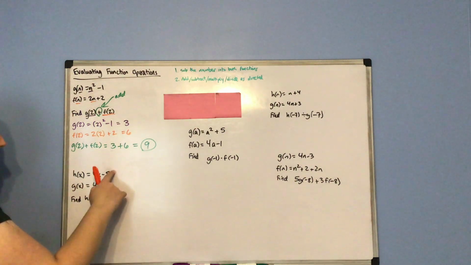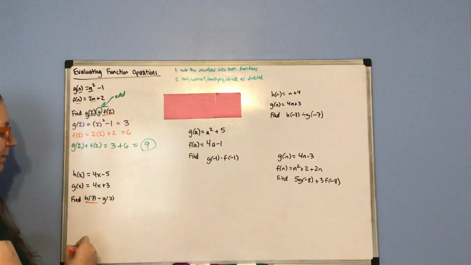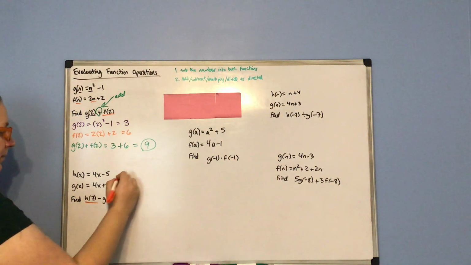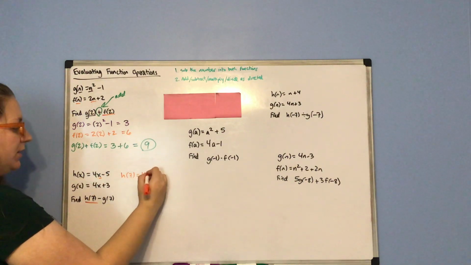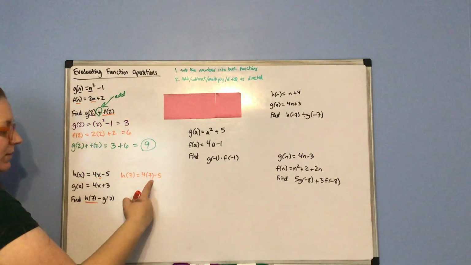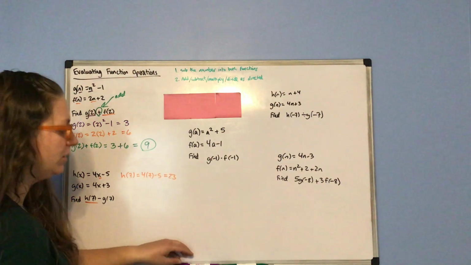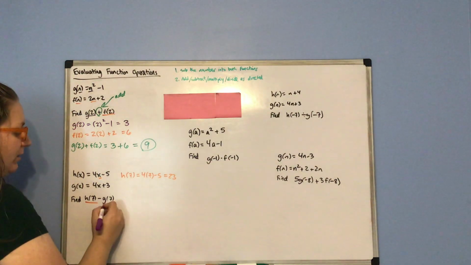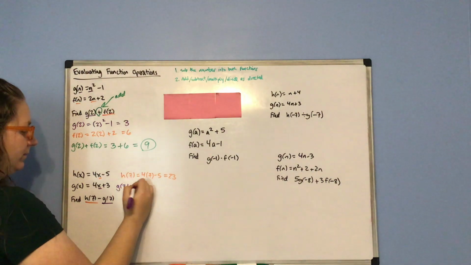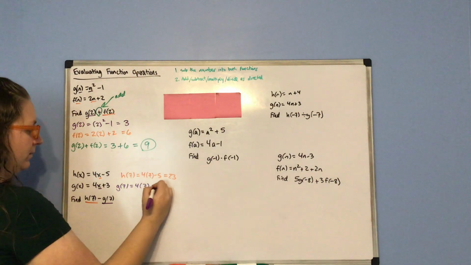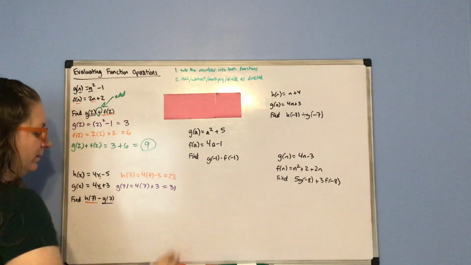We have our two equations here. They want us to find h of 7 minus g of 7. So first I'm going to find h of 7. I'll write this off to the side here. I'm going to place a 7 here for x. 4 times 7 is 28, minus 5 is 23. So h of 7 is 23. Now I'm going to find g of 7, so I'm going to put 7 in for x here. Four times 7 is 28, plus 3 is 31.